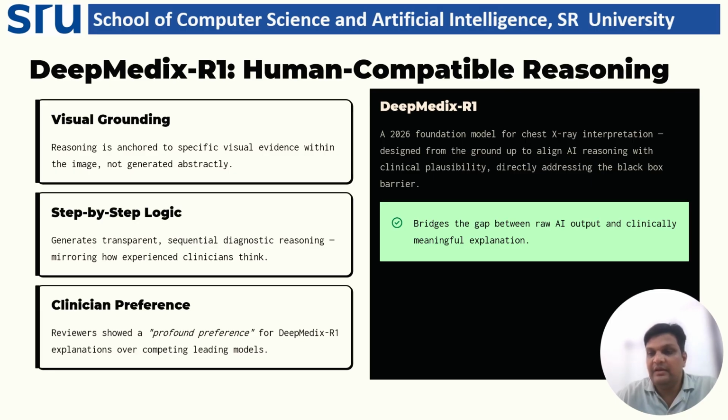So here we can say DeepMedix-R1 explains decisions like a doctor: step-by-step reasoning, visual grounding, clinically meaningful logic. This bridges the gap between AI and human thinking.